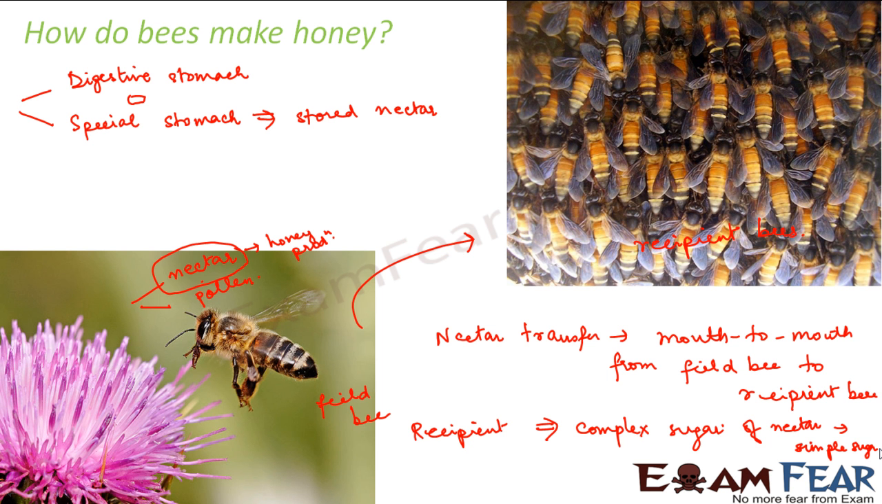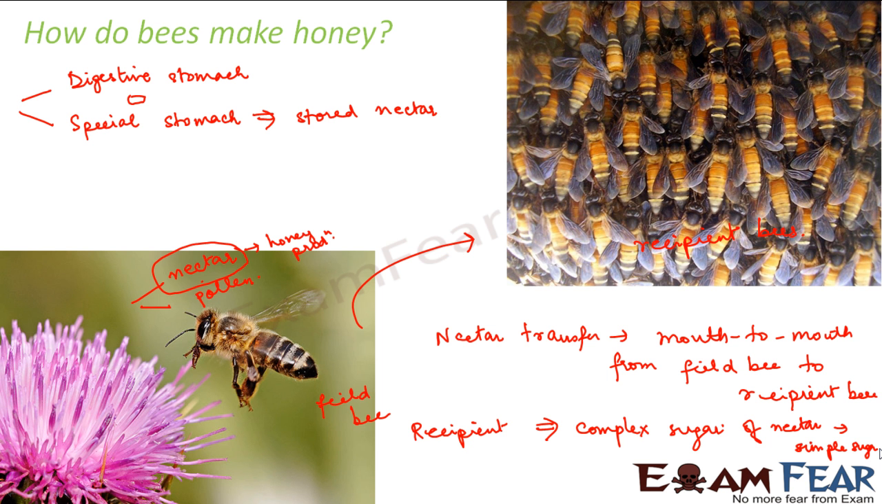But honey is very viscous, but initially this nectar is watery. It is not that viscous. But gradually by the process of evaporation, the watery nectar gets converted into a viscous liquid that is known as honey. Now, how does the evaporation process take place?